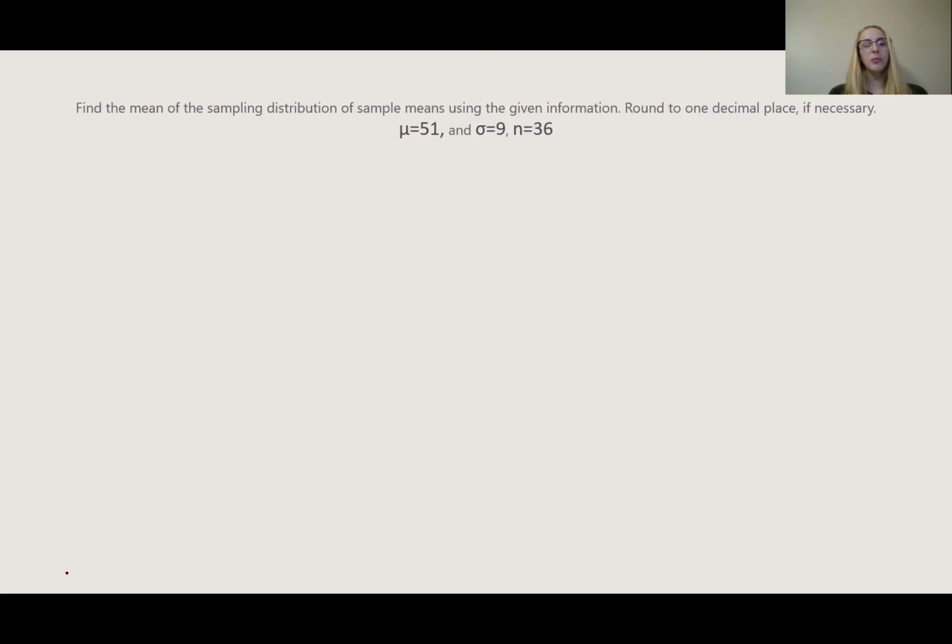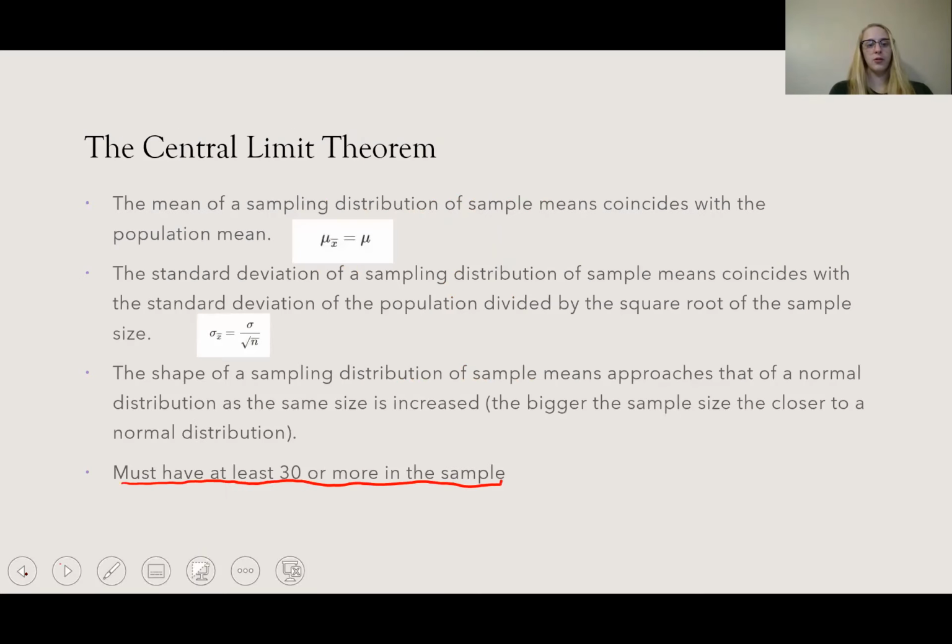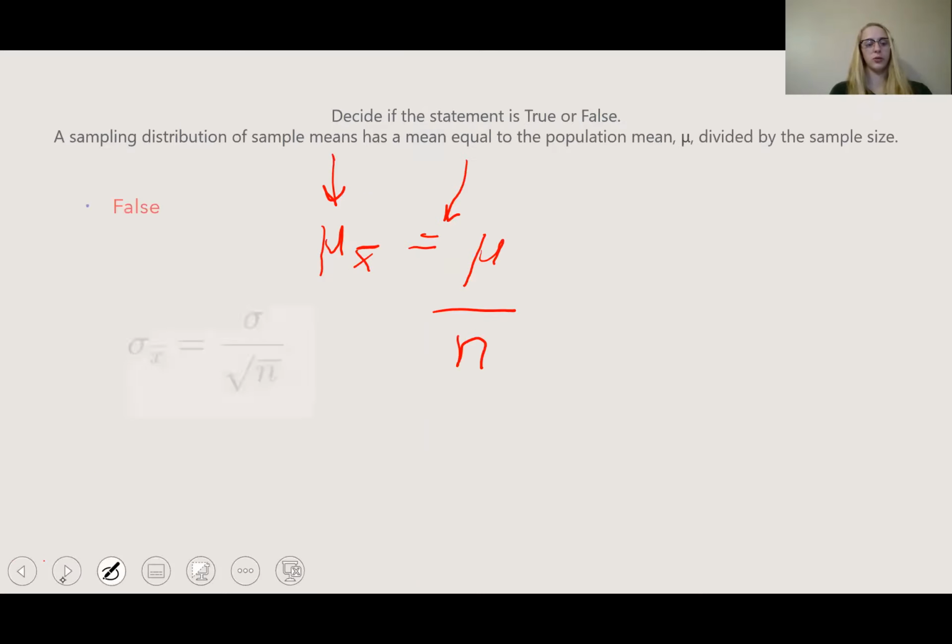Let's see here. Find the mean of a sampling distribution of sample means using the given information. Round to one decimal place if necessary. So we're looking for the sample mean. Remember, sample mean is denoted by mu with an x bar. And if we go back to our formulas, again, we can keep referring back to this if you need to look at the criteria again. Now, the mean of the sample and the mean of the population are equal.